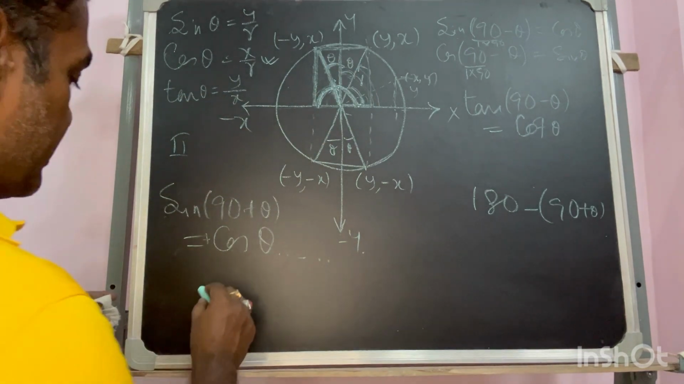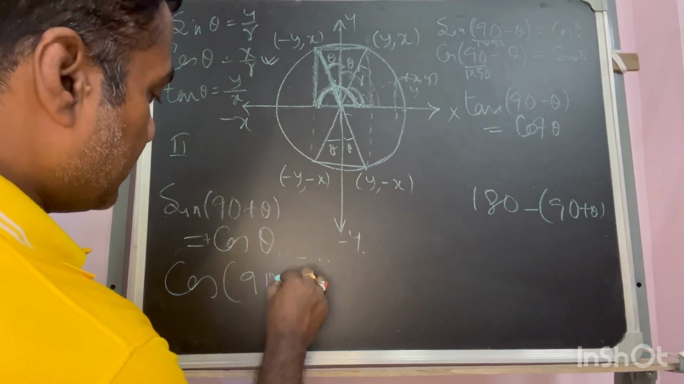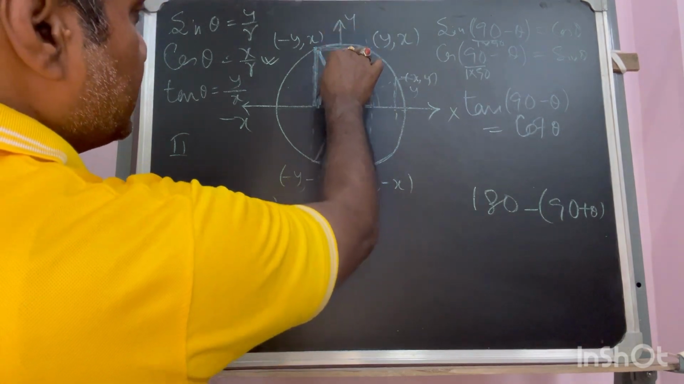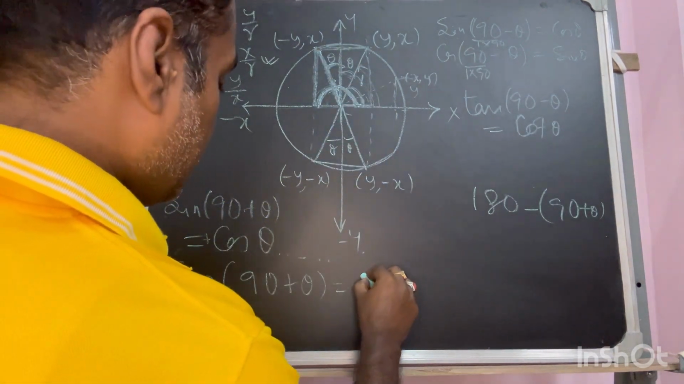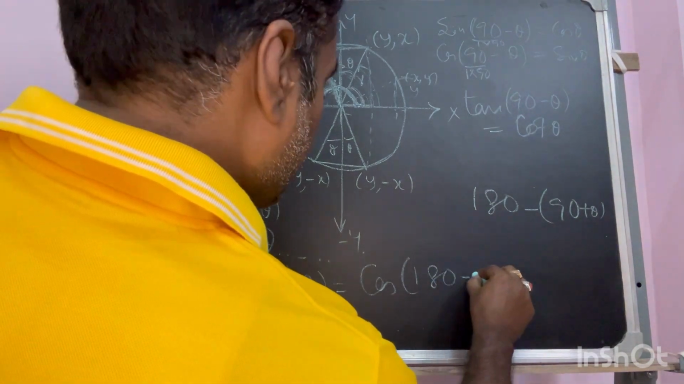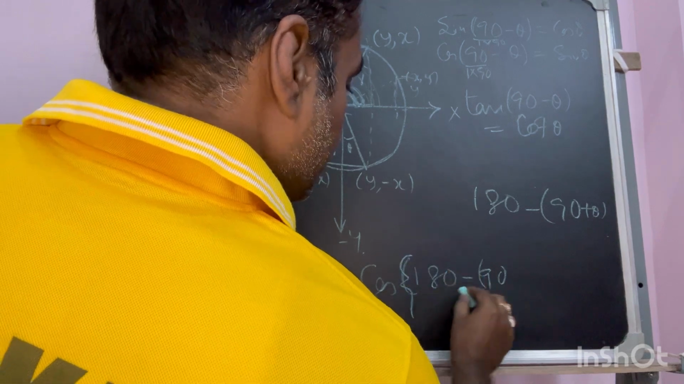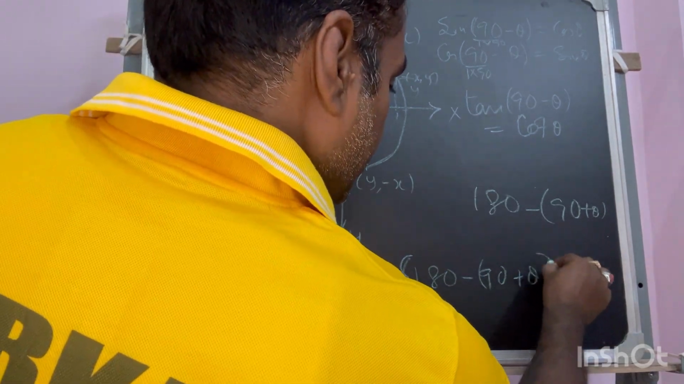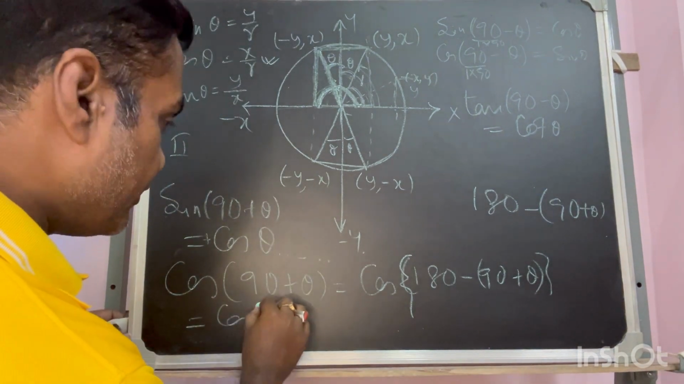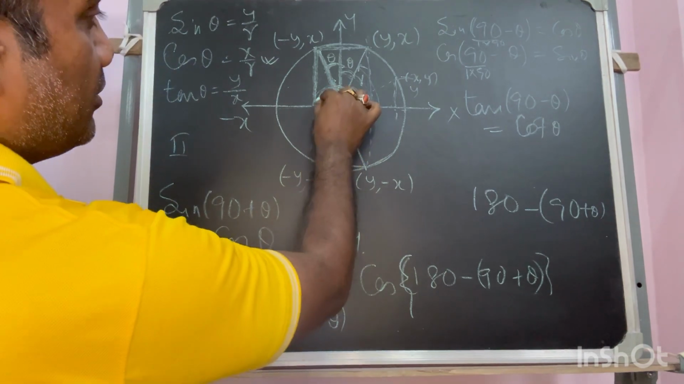Now if we consider cos(90 + theta) for the same angle, this will be equivalent to cos of 180 degrees minus, in the second coordinate, plus theta. So this will turn into cos of 90 minus theta, this will be the angle, this one.